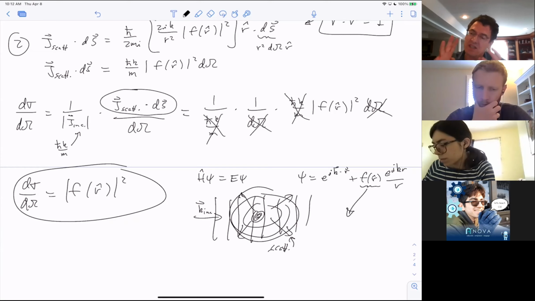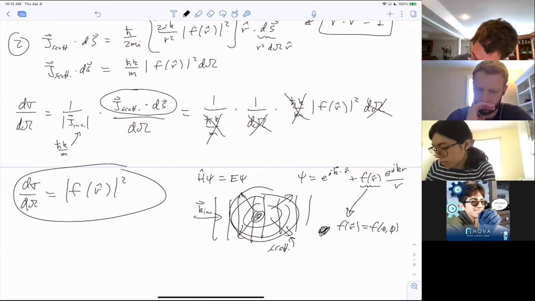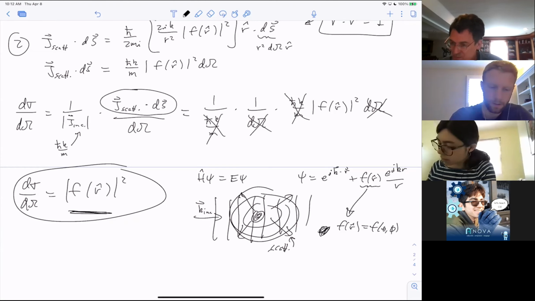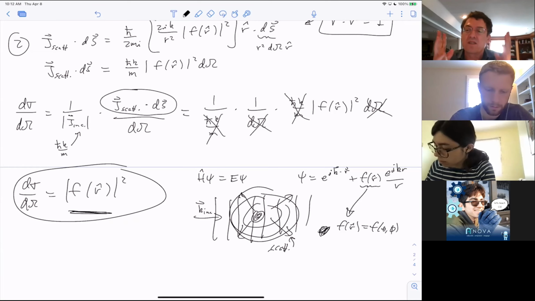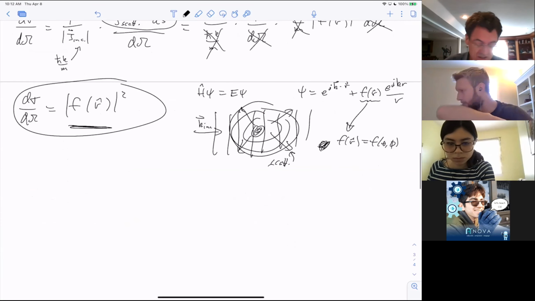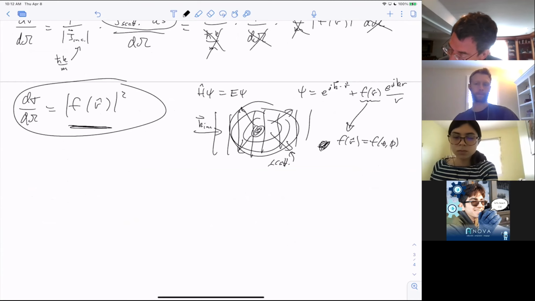That tells us the probability to scatter into a certain angle, because f of r hat is a function of theta and phi. And so we see then that the differential cross-section is just f of r hat squared. So this part of the wave function is the differential cross-section, or the square root of it. You just got to square it, right? So that's pretty cool. And so that really shows you that this form of the wave function is really important.